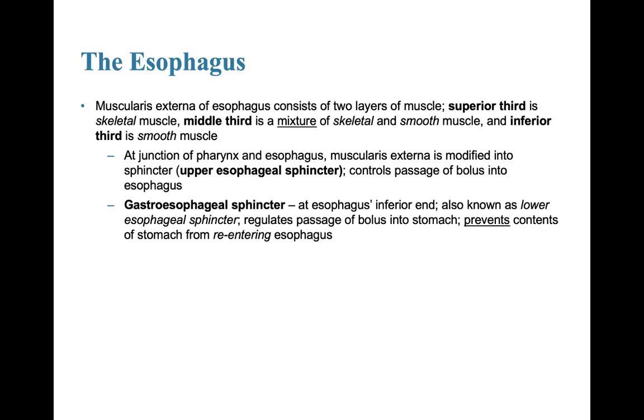At the junction of the pharynx and the esophagus, the muscularis externa is modified into a sphincter, which is the upper esophageal sphincter. And this will actually control the passage of the bolus into the esophagus. The gastroesophageal sphincter at the esophagus' inferior end, also referred to as the lower esophageal sphincter, regulates the passage of the bolus into the stomach, and this prevents contents of the stomach from re-entering the esophagus. You don't want backflow from the stomach back up the GI tract here.